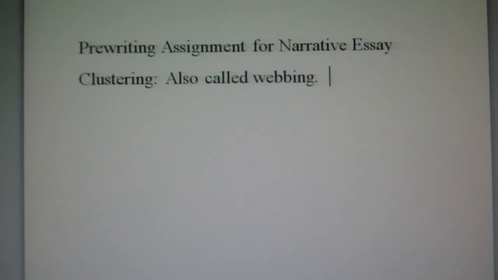You have a center circle, which is your topic, or again, if you don't have a topic, just put life experiences in that center cluster or circle. And then from there it branches out so that you can visually see, and you're just branching out any way you want. Any idea that comes to mind, branch off from the middle circle and include that in your cluster.